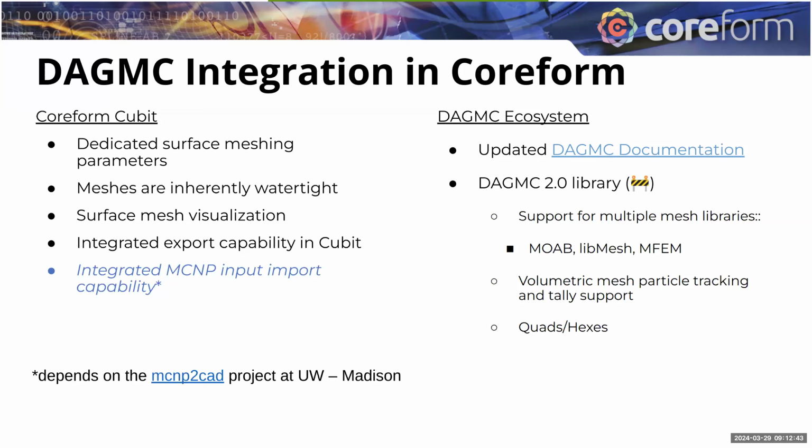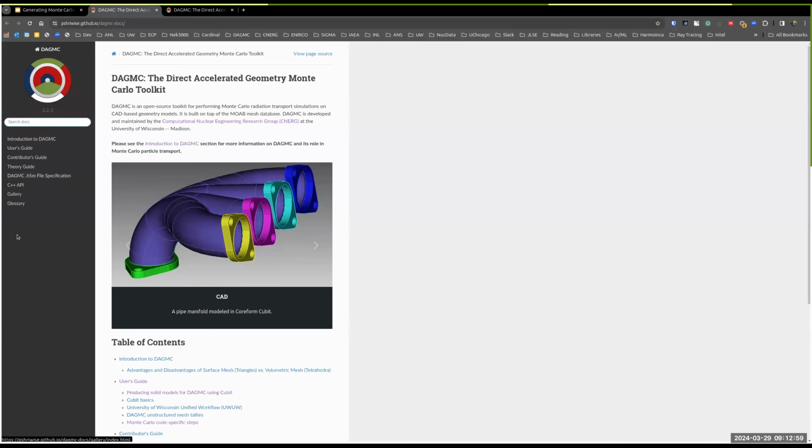In parallel to that, within the DAGMC ecosystem itself, which is an independent software toolchain from Cubit, we have updated some of the DAGMC documentation, supported by Coreform. I'll click on that so we can see a more modern approach to the documentation compared to what's been there in the past, as well as an extended set of information on the file specification in support of these other open source approaches to developing DAGMC models.